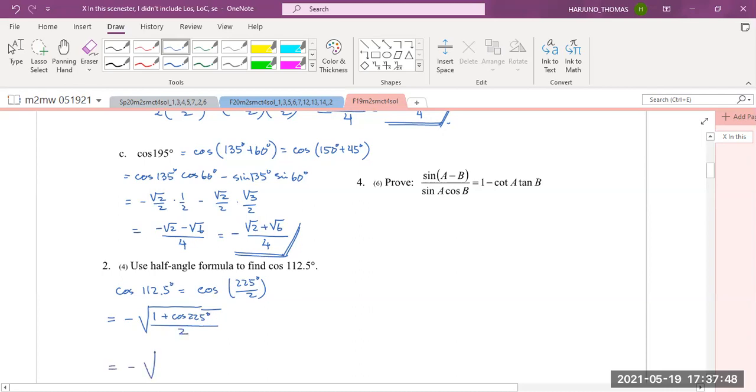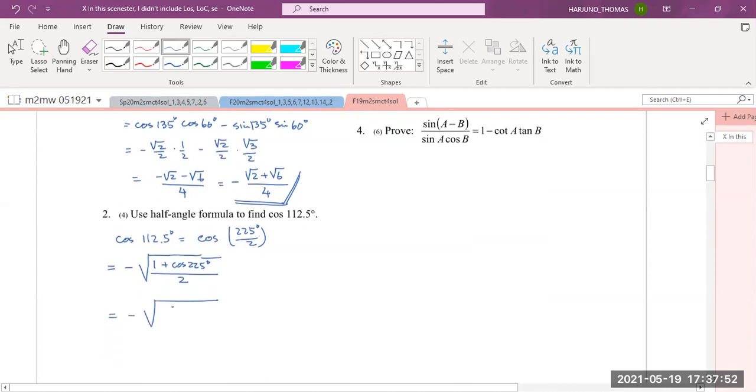This is negative square root of 1 plus square root of 2 over 2, big over 2 inside the square root, which is negative square root of 2 plus square root of 2 over 4, which then becomes negative square root of 2 plus square root of 2 over 2. Okay, because we know it's in quadrant 2, cosine is negative.